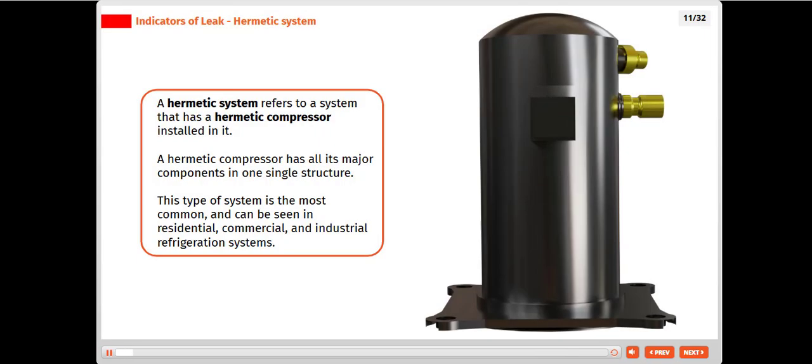A hermetic system refers to a system that has a hermetic compressor installed in it. A hermetic compressor has all its major components in one single structure. This type of system is the most common, and can be seen in residential, commercial, and industrial refrigeration systems.